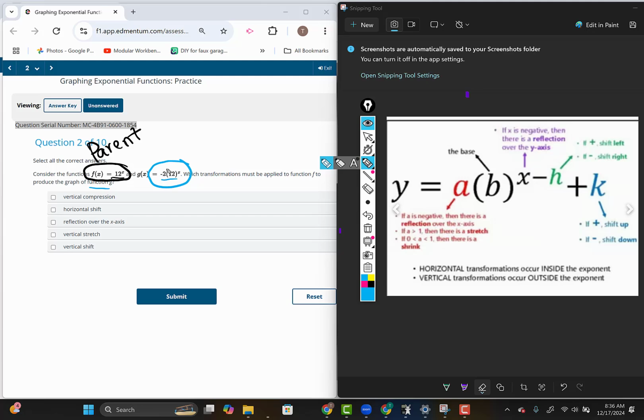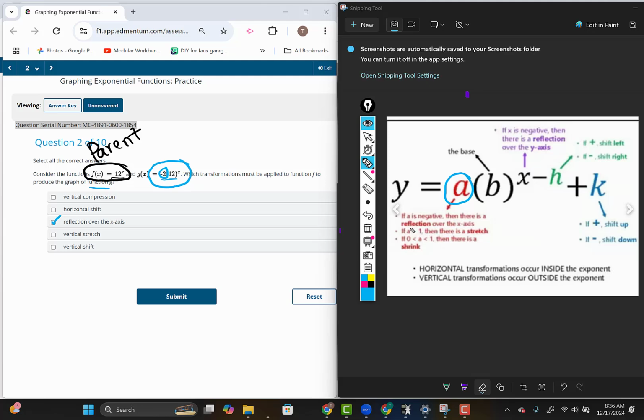So we can see first off there's a number in front of the parent. It's a negative 2. So let's go over here and look at the rules for A. First off, it says right off the bat, if A is negative, then there is a reflection over the x-axis. So we can go ahead and check this one here. Reflection over the x-axis.